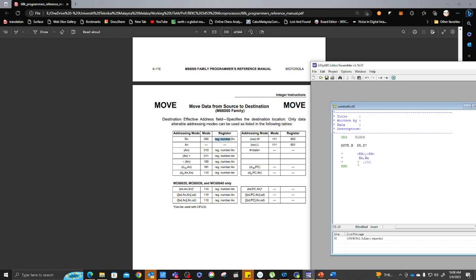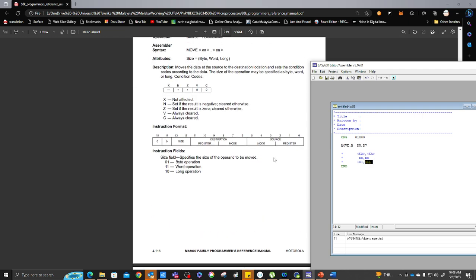For 5, this one should be 101. Alright, so this will be the value of the binary number for 5. This is 4 plus 1 is 5. This is 4 plus 2 plus 1 is 7. So this will be your register number for this one. So for DN, later you have to use this one for the register here.